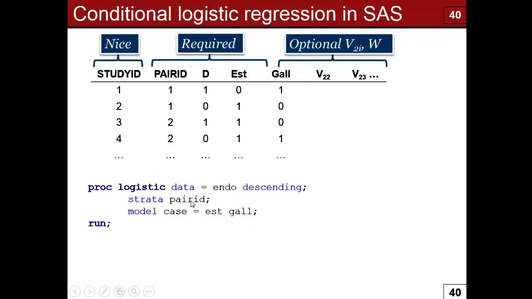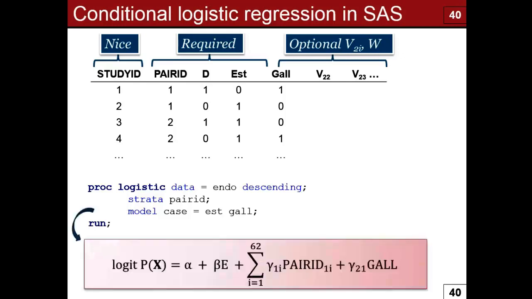But here, not on the model line, goes the pair ID. Now SAS is going to switch tracks from doing an unconditional model to the conditional model, and it's going to stratify on pair ID. It's going to give you output that looks kind of similar, but with one key difference.